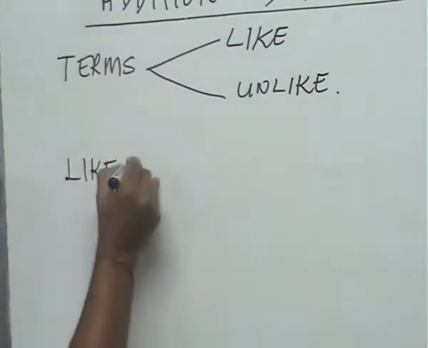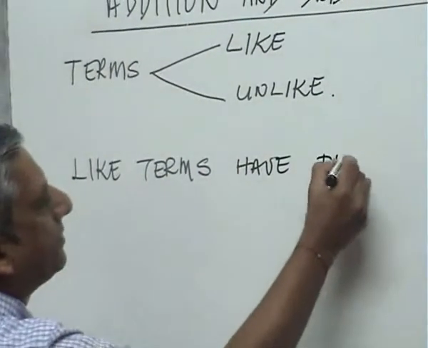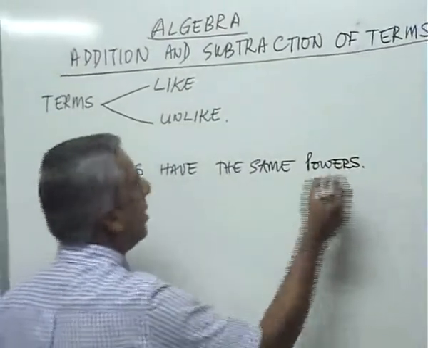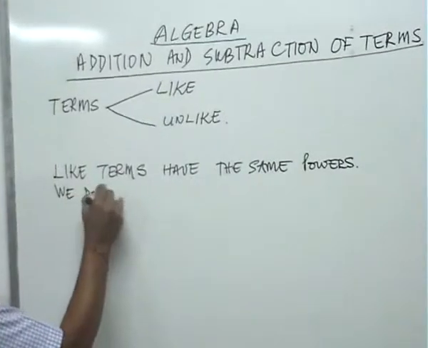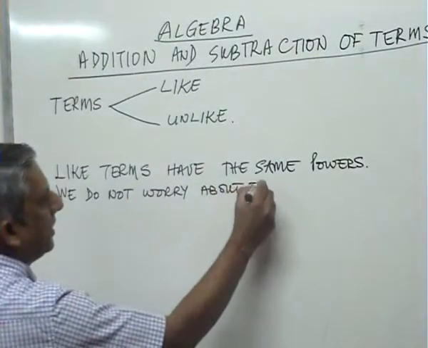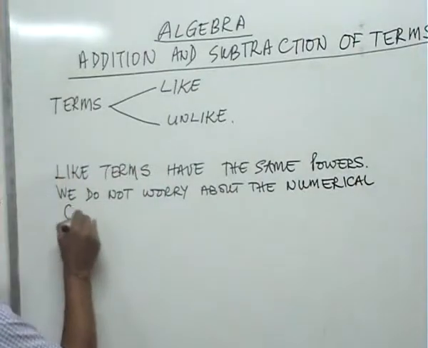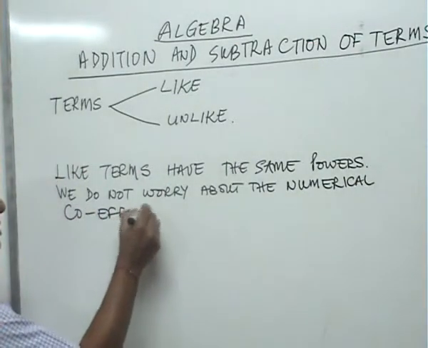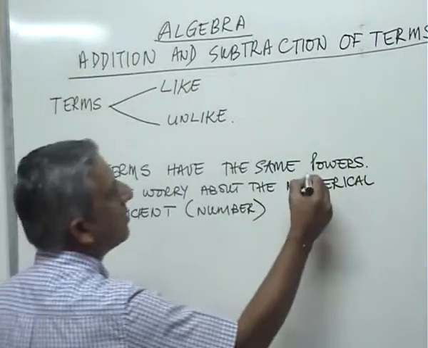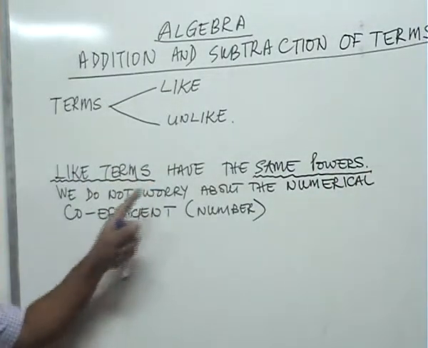Now, like terms have the same powers. We do not worry about the numerical coefficient. In other words, we do not worry about the number. We only worry about the powers. The powers must be the same. So like terms have the same powers.